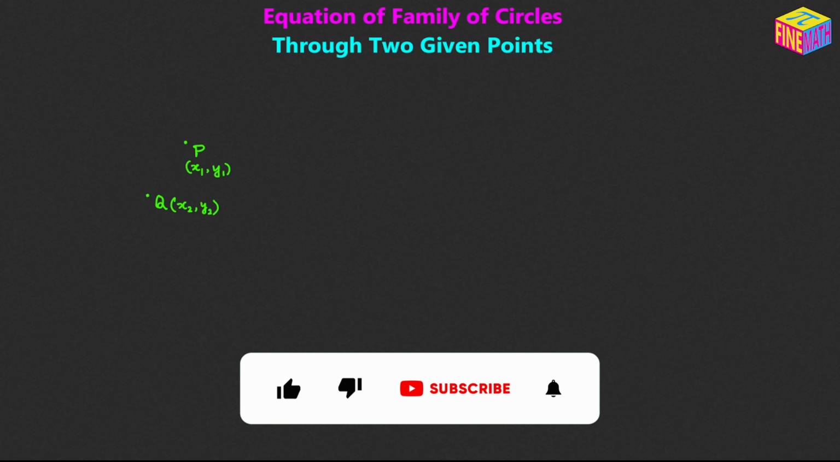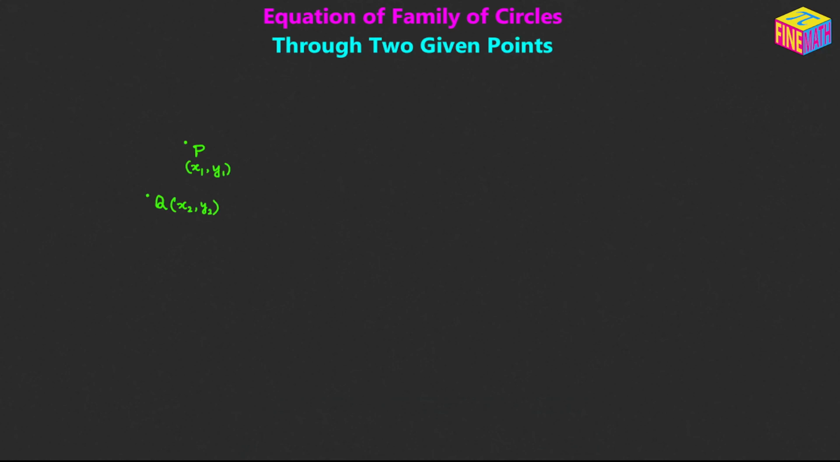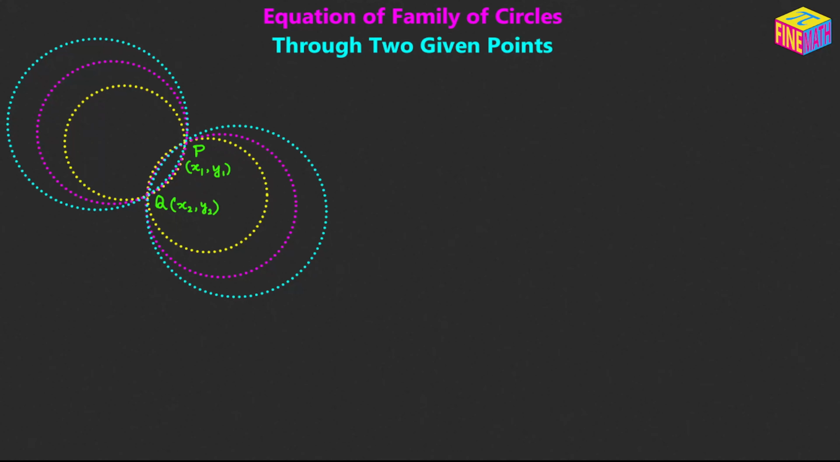Now how many circles can we draw through these points? Well, actually we can draw infinite number of circles going through these points. Let me draw a few here and you will get the idea. As you can see, I have drawn a few circles here that are going through those 2 points. Now, how are you going to find the general equation of this infinite number of circles? Well, let's try to do the derivation.